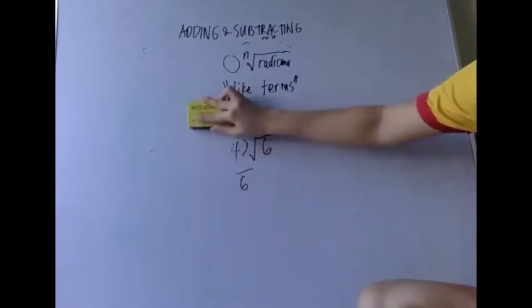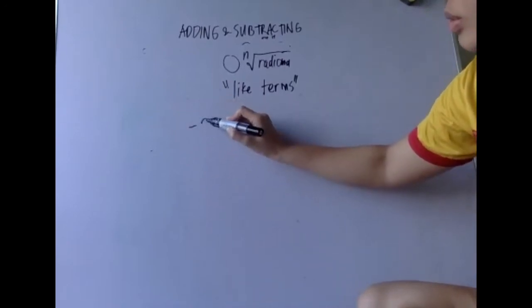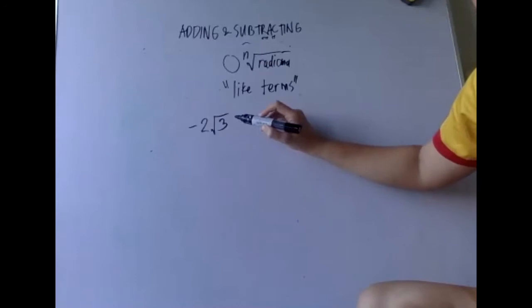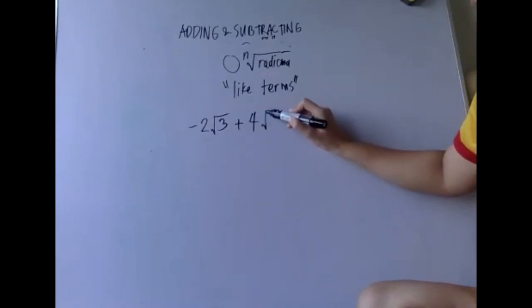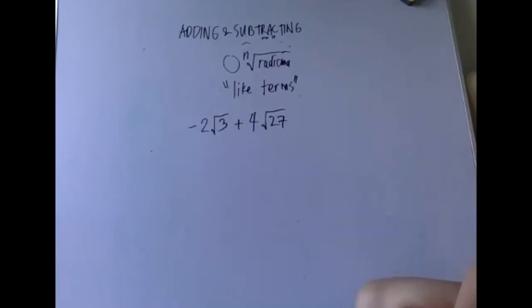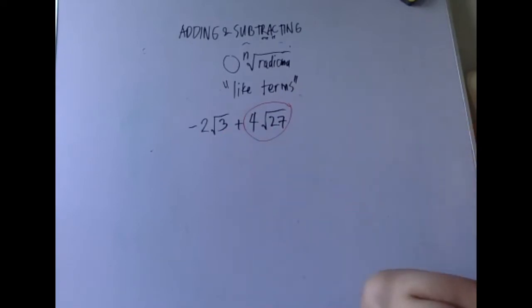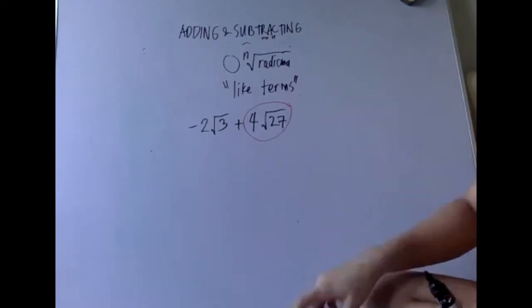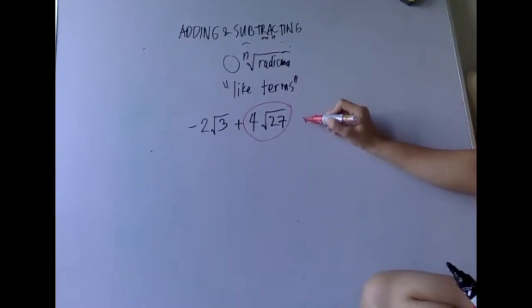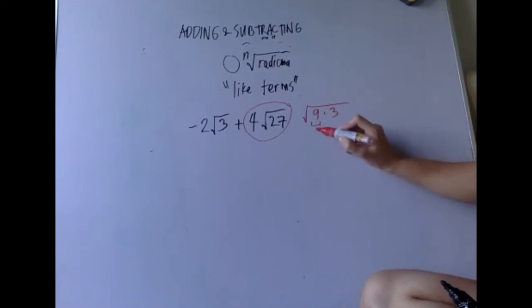Paano naman kapag hindi pareho yung radicand? Okay? We can simplify, for example, negative 2 square root of 3 plus 4 square root of 27. What we can do here is we can simplify this one para magkaroon tayo ng square root of 3. Yun yung goal. Okay? If we simplify this, ano nga ulit yung 27? That's just equal to 9 times 3. So may perfect square ka dito. Pwedeng ilabas yung 3, you will have 3 square root of 3.